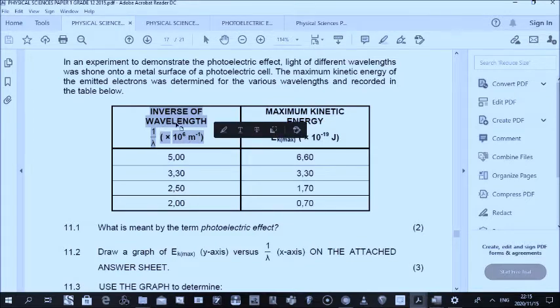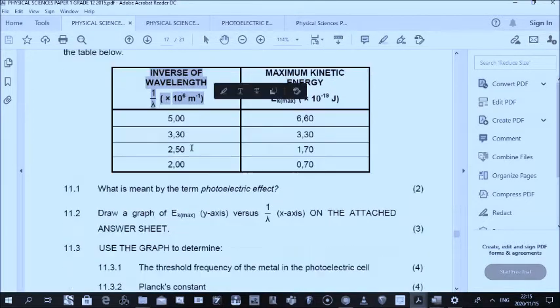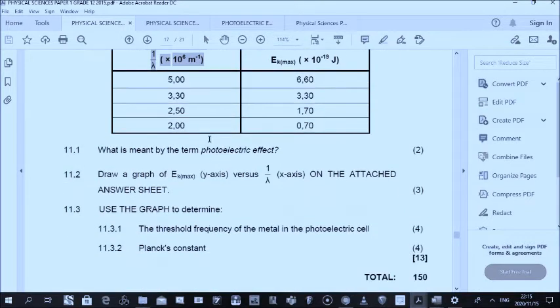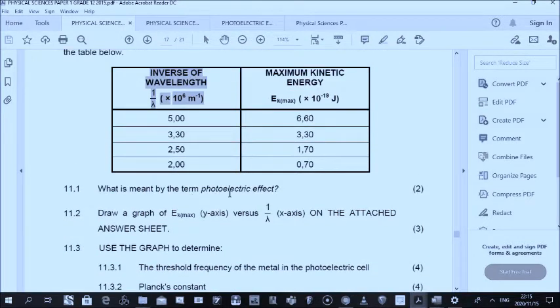Anyway, here we have the table of the inverse of wavelengths, and we have the maximum kinetic energy of these electrons. And we've looked at what this maximum kinetic energy is. So now we want to define the photoelectric effect. The first question is, what is meant by the term photoelectric effect? I'm going to define it as I would define it.